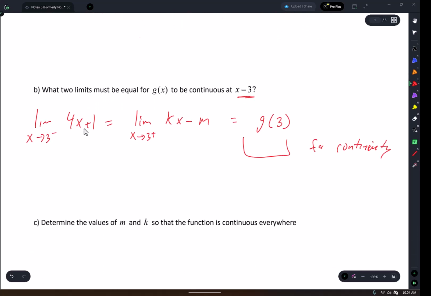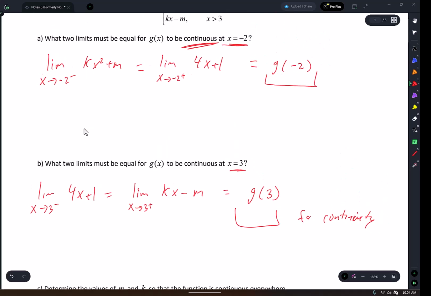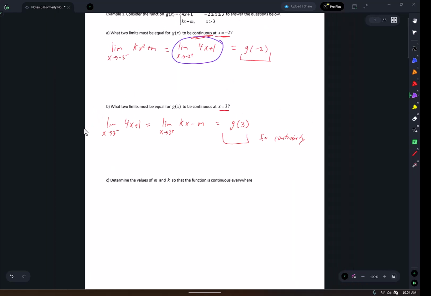All right, determine the values of m and k so that the function is continuous everywhere. Okay, no big deal. This is the one that we're going to use. See how right there, this helps me figure out what that output is? So here we go. Limit as x approaches negative 2 from the right of 4x plus 1. I'll just write it as 4x plus 1. That better equal 4 times negative 2 plus 1. So negative 8 plus 1, negative 7.